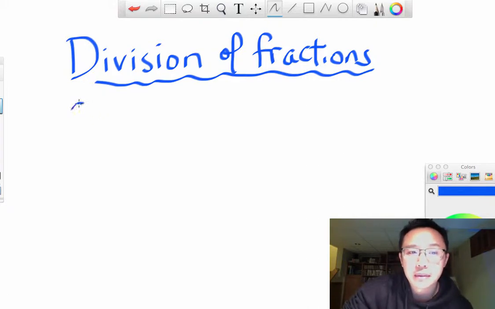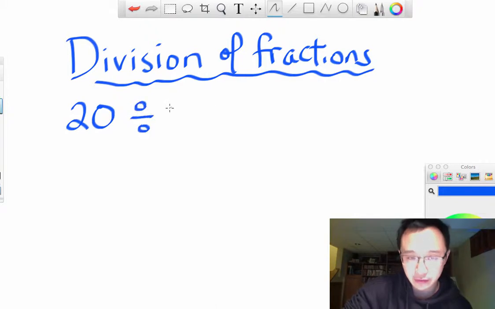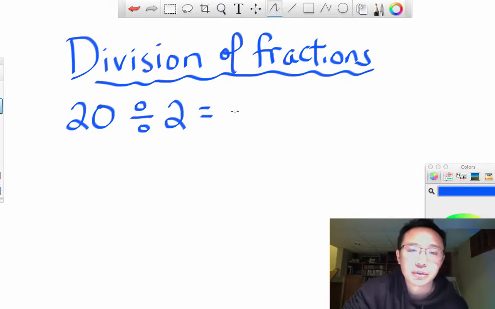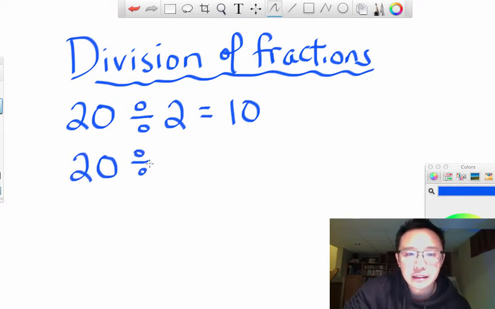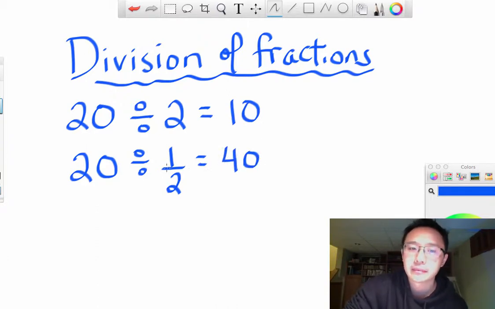To give you an example, if we were to start off with the number 20 and divide that 20 by, say, 2, split that into 2, you know that the answer is 10, right? 20 divided by 2 is 10. But if we were to change that 2 and instead divide by 1/2, a number that's smaller than 1, the answer is actually going to be 40, a lot bigger than 10. And it's a lot bigger than what you started off with.